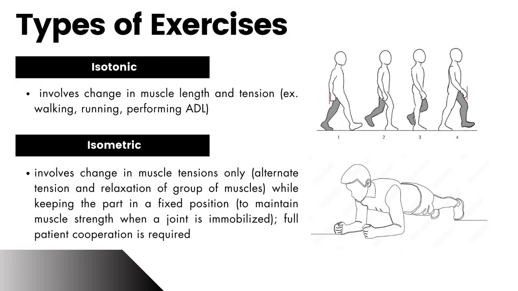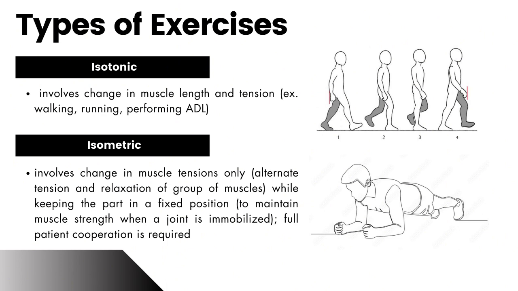So the next one is isotonic. It involves change in muscle length and tension. Examples: walking, running, performing ADL. Isotonic exercise refers to physical activity in which muscles contract and relax while the length of the muscle changes, resulting in movement at a joint. This type of exercise involves constant tension on the muscle throughout the range of motion.